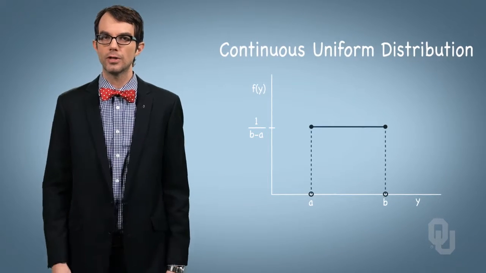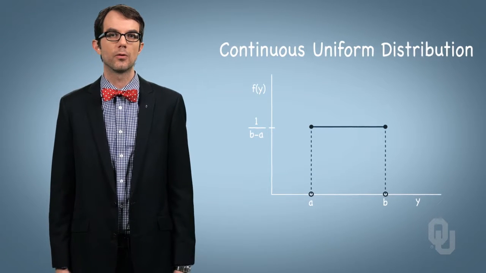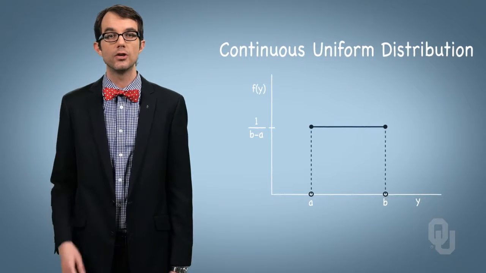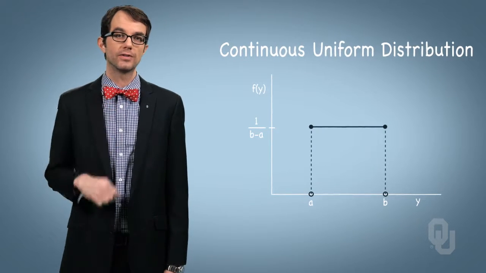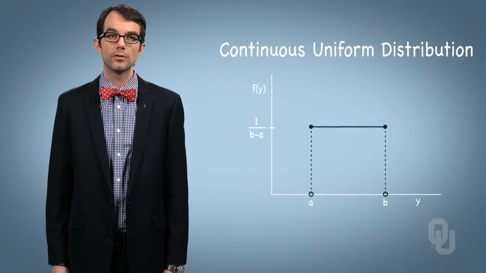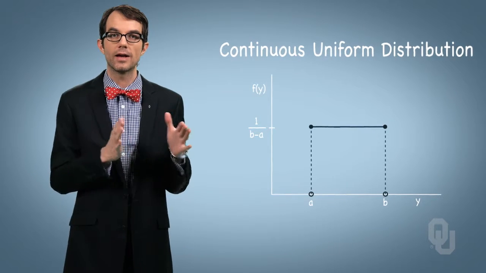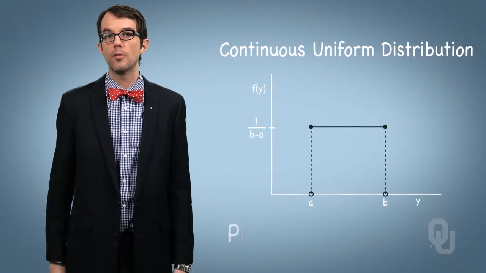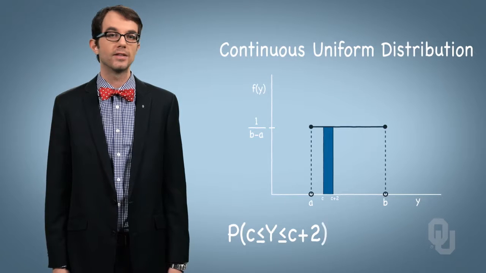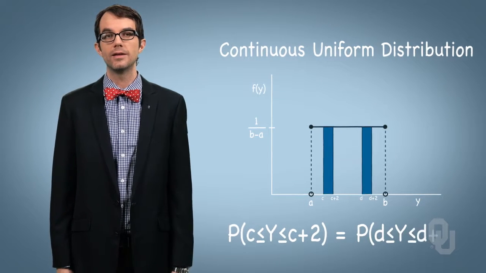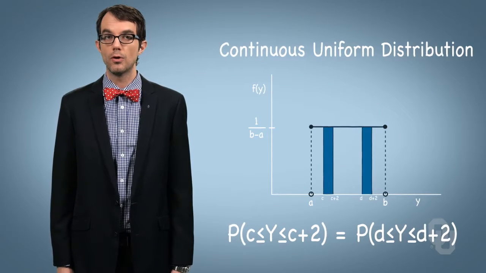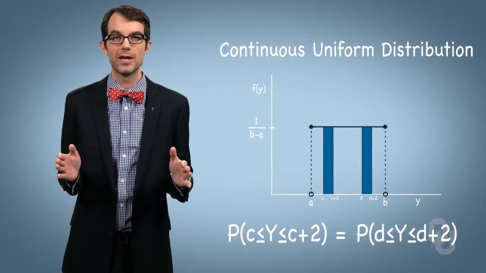But we can still draw some conclusions about the shape of the continuous uniform distribution. It's not skewed in one direction or another. There's no most likely value that stands out. Any interval of the same length is equally likely to occur. That is, the probability that y lies between c and c plus 2 is equal to the probability that y lies between d and d plus 2, so long as both intervals lie within the lower bound and the upper bound.